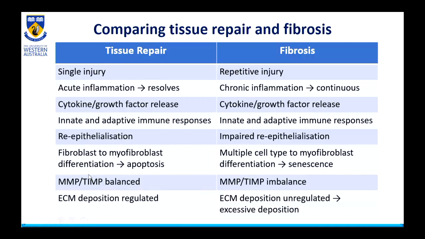The MMPs, so these proteases and the inhibitors, are balanced in tissue repair. There's an imbalance in fibrosis, leading to more MMPs and less TIMPs. And in tissue repair, the extracellular matrix deposition is regulated, whereas it's unregulated in fibrosis, leading to excessive deposition.